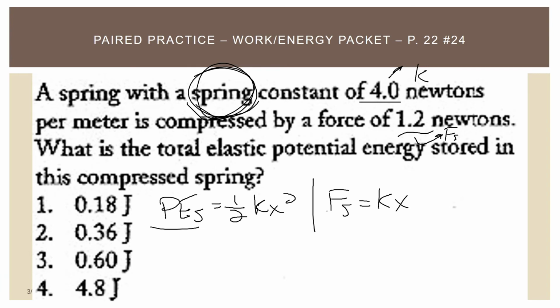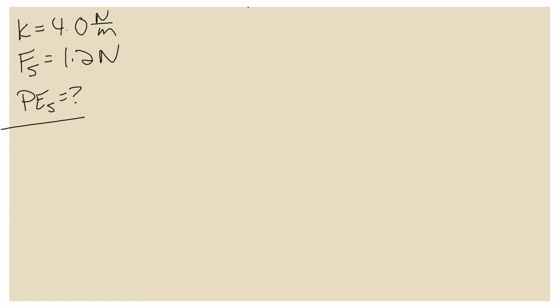However, the only other equation you know for springs enables you to find x if you have f and k, which is exactly what you have. That's the deal. So this really is just a two-parter. Let's go ahead and write down the notes here. We're told the spring constant K is 4.0 newtons per meter, and we are told the force on the spring is 1.2 newtons, and we are looking for PES. And so the first thing we're going to do here is say we're solving for x.